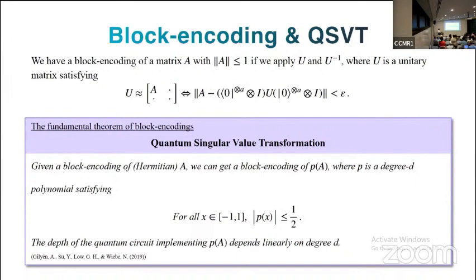bounded by 1/2. This condition is very weak, but it's very important because it guarantees that we can embed the block encoding of the polynomial into the unitaries.